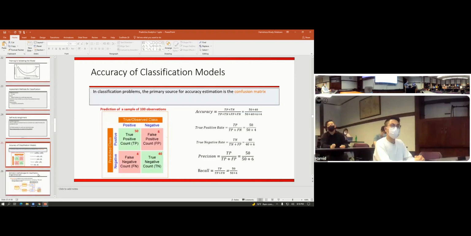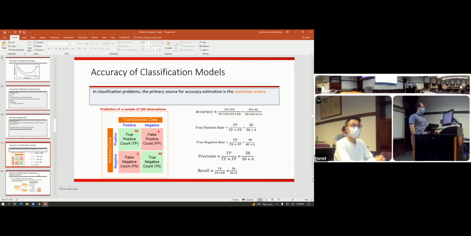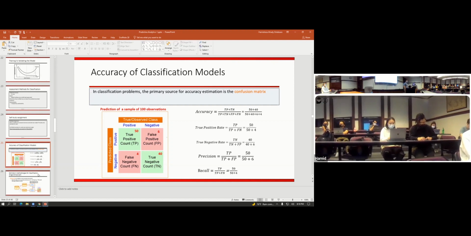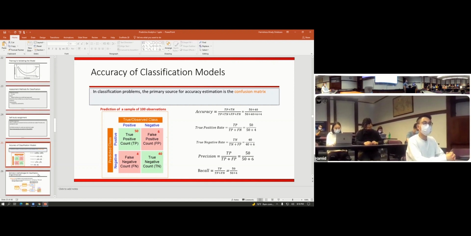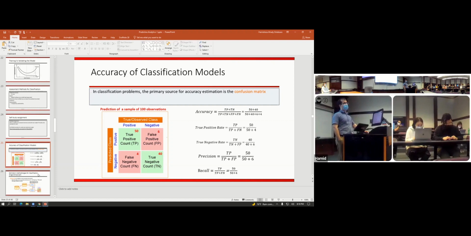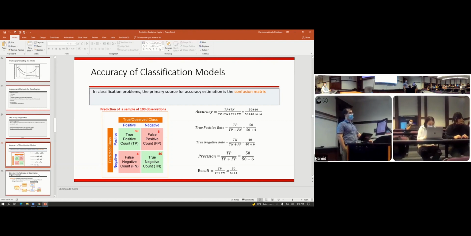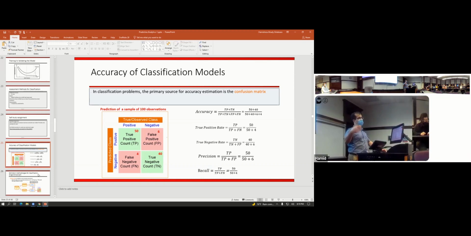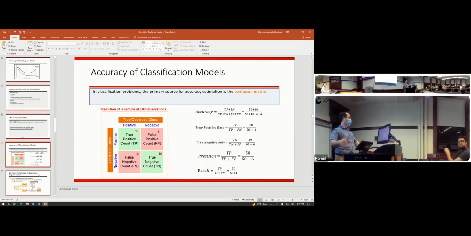Just keep in mind, we have different types of prediction performance. I skipped through them because I'm not sure you know about accuracy, true positive rate, true negative rate, precision, recall. In your final project, you should talk about accuracy, sensitivity, specificity. I want to see if your model is good for both negative rate and positive rate, how your model performs.